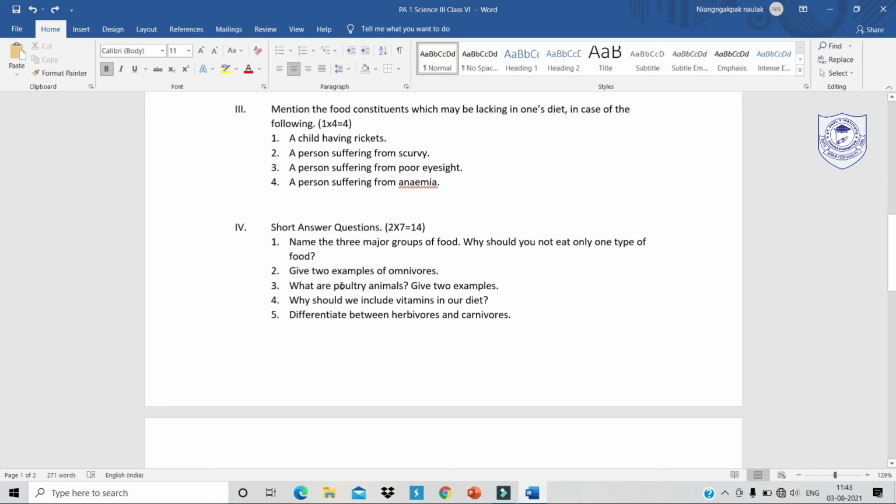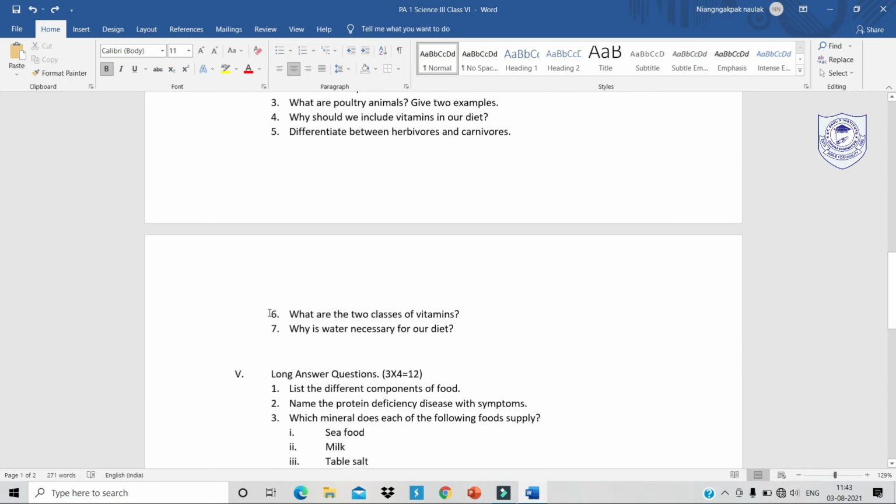Okay, and here another mistake is in question number 3. Many of you are writing cow as a poultry animal. Cow is a milk yielding animal. Poultry animals are those animals that give us both meat and egg. So examples of poultry animals will be birds like hen, duck, and turkey. Okay, you can write any two.